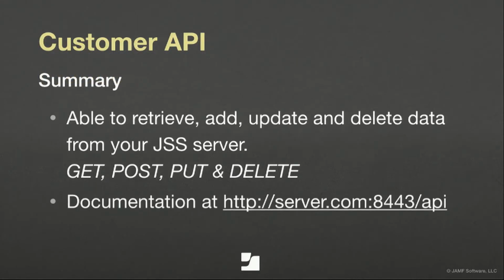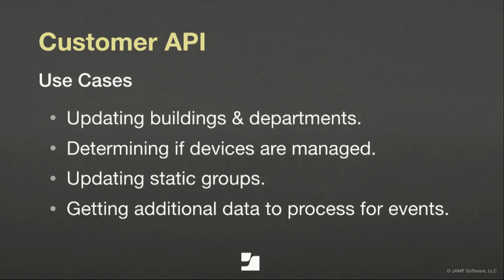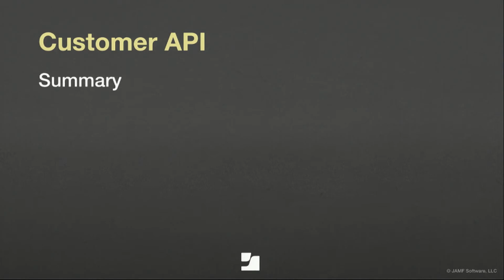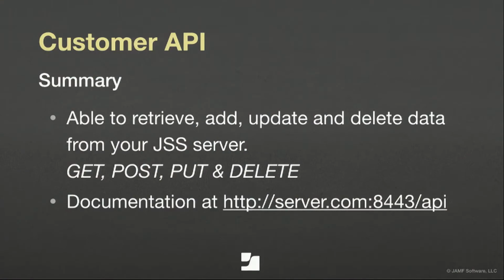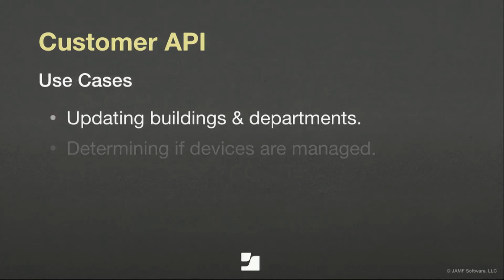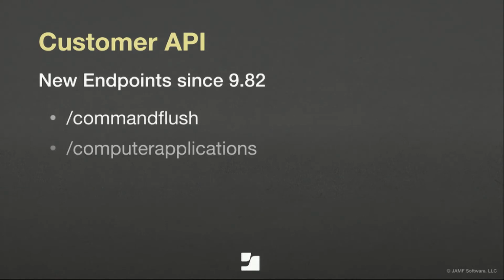So to start, we have our customer API. You can get information out of your JSS, add it, update it, delete it, using the standard HTTP verbs, the get, post, put, and delete. You have your documentation available at your URL of your JSS/API. Some typical use cases that you'd have is you update departments and buildings, perhaps based on Active Directory information.